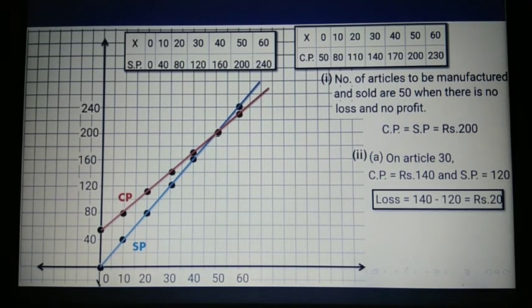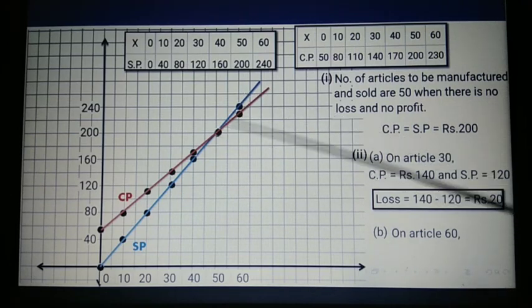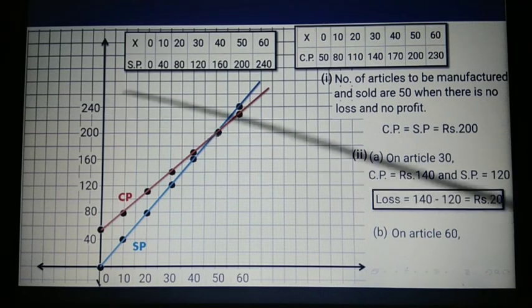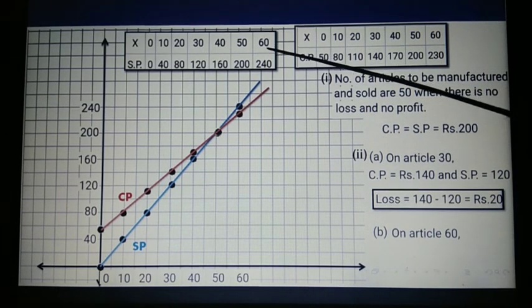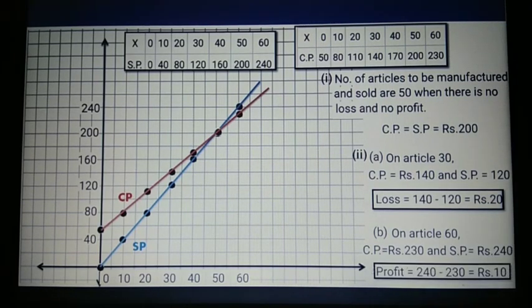In the second one, number of articles is given to be 60. Whenever it is 60, we see that the blue line is lying in the upper position, so that's why selling price is more. And how much is selling price? Selling price is 240. Or you can have a look at your table also. Whenever x is 60, my selling price is 240, and my cost price is 230. So selling price is more than cost price, so that's why there is a profit, and the profit is equal to Rupees 10. So you may pause the video to note down.